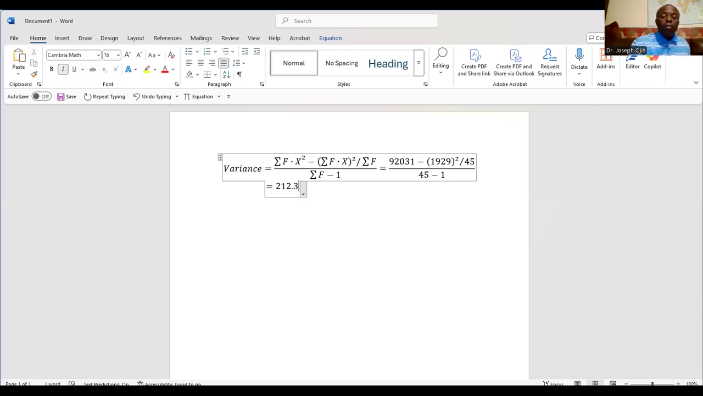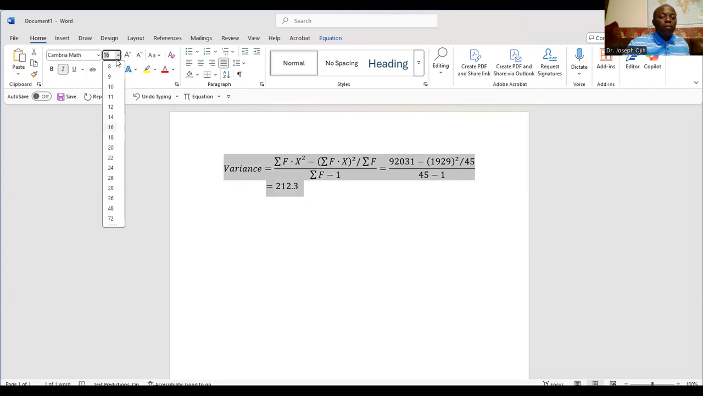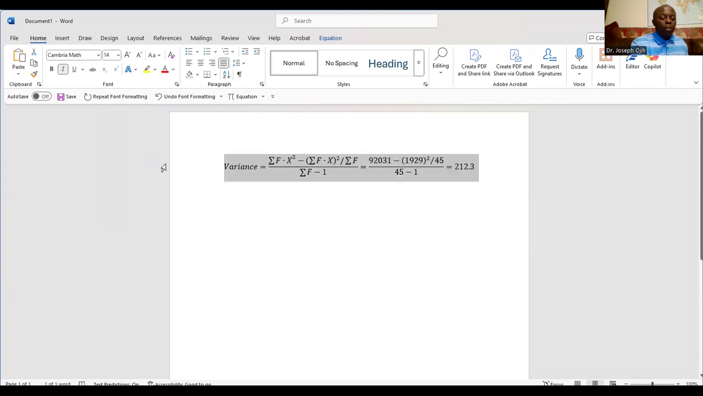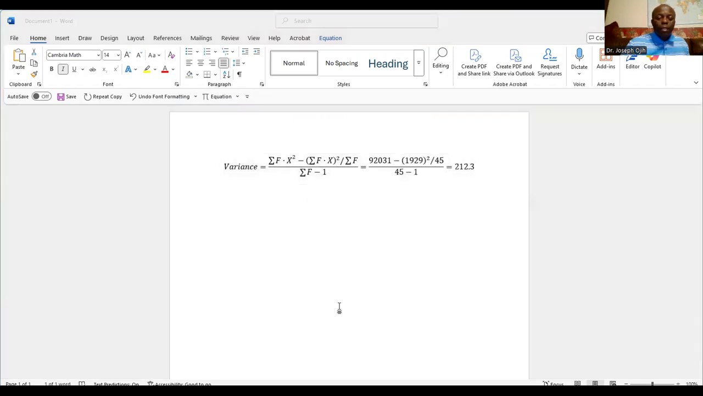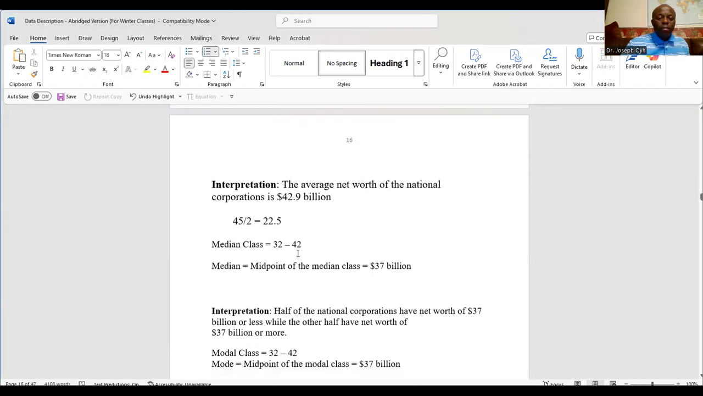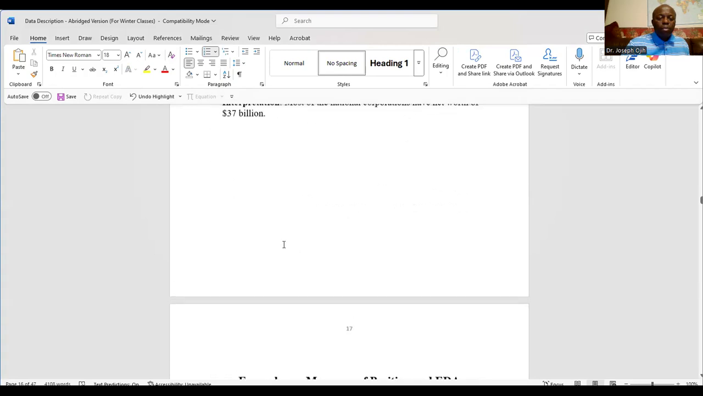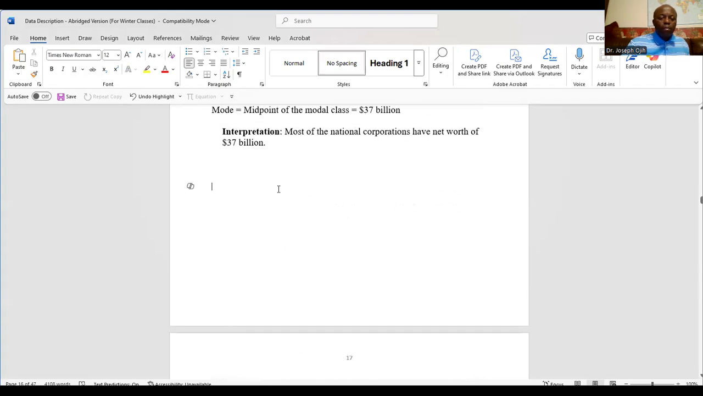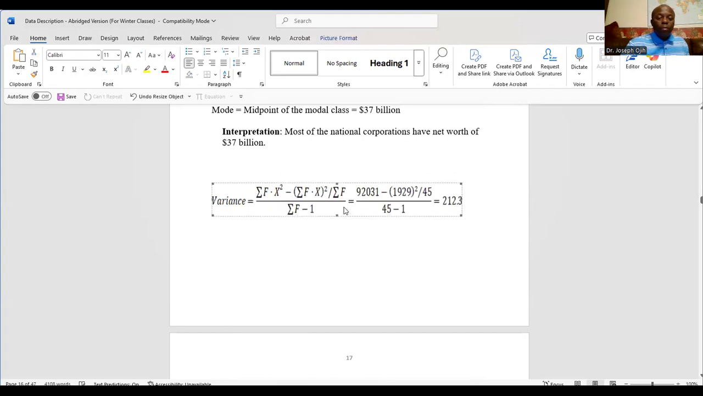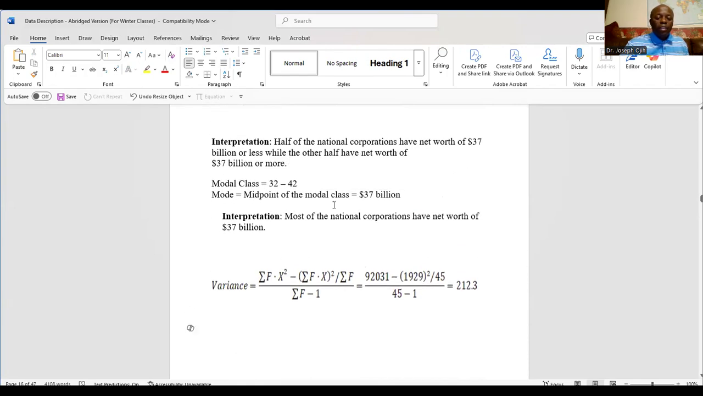212.3. Yeah, so I'm gonna make it 14 then. I'm gonna copy this and put it in our main workbook. Okay, so our variance is right here, 212.3. Okay, then we answer the variance.